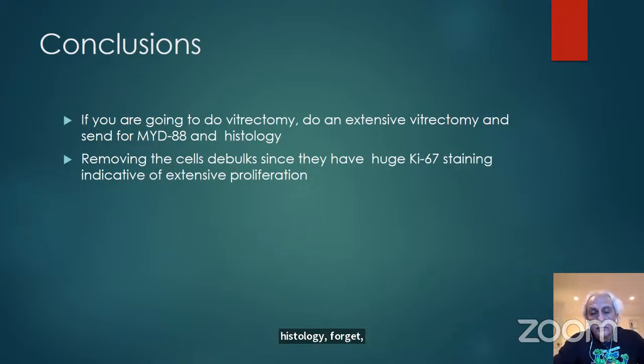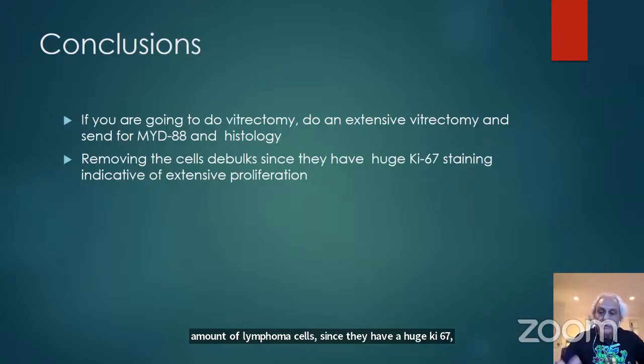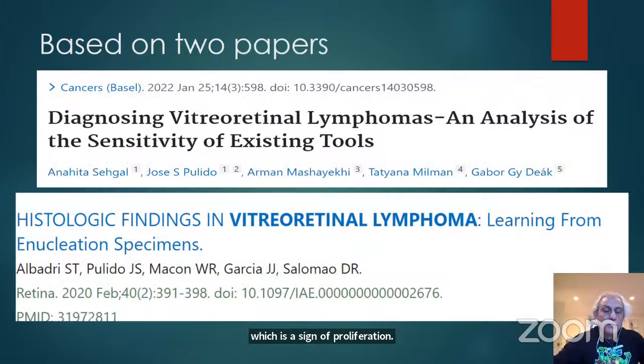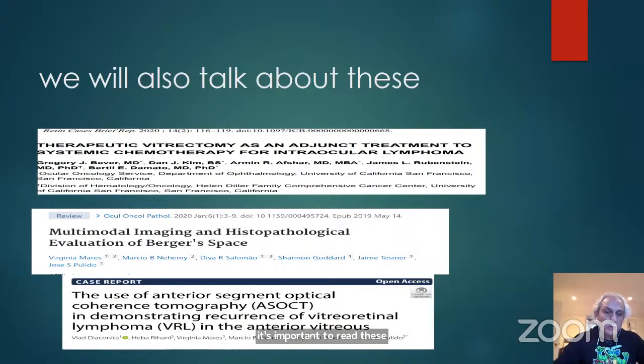Secondly, if you're going to do it, it's actually helpful because it debulks the amount of lymphoma cells, since they have a huge Ki67, which is a sign of proliferation. That's actually helping the situation. So this is based on two of our papers, diagnosing the vitreoretinal lymphomas and histologic findings in vitreoretinal lymphoma, learning from enucleation specimens. And I think it's important to read these papers, especially the second. And we'll also be mentioning the following papers.